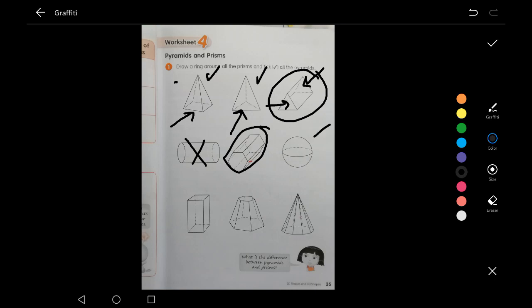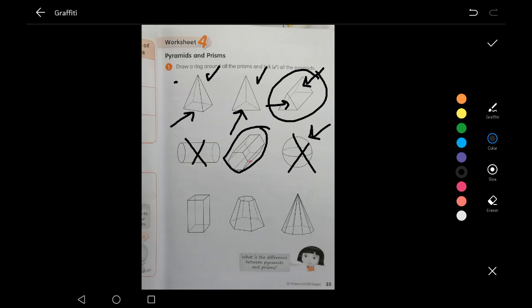And the sphere, does it have any base? No bases here. No rectangular faces, no triangular faces, so it is nothing. Not a pyramid, not a prism.